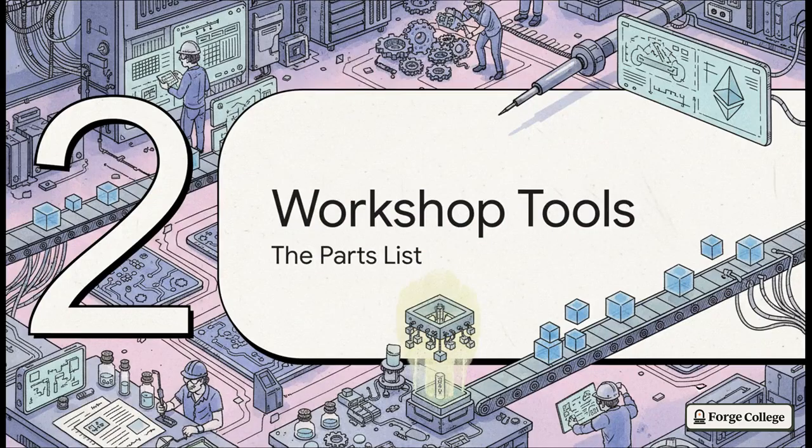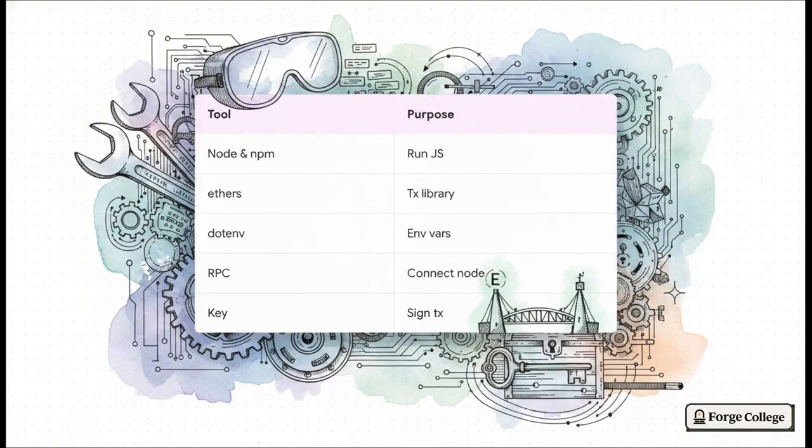Moving right along to Section 2, Gathering Your Workshop Tools. Let's look at the parts list. Every good engineer inspects the raw materials before firing up the assembly line, right? Here's our required toolkit for today. We need Node.js and NPM to run our scripts and manage our packages. Then, we've got our software wrenches and safety goggles, the ethers library, which gives us all the transaction functions we need, and .env, which keeps our secrets safely hidden away.